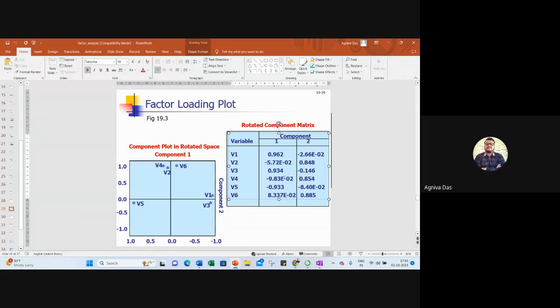Why? Because E minus 02 means 0.09, something like that. E minus 02 means multiplied by 10 raised to minus 2. So because of that, this becomes minus 0.098. So that is why 0.854 is more. Similarly, in V5, component 1 is more, and in V6, 0.885 is more.